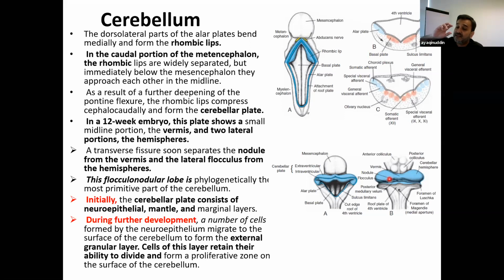So this external granular layer, which has originated from the neuroepithelial cells, is going to differentiate, as we come close to birth, into the layers of the cerebellar cortex which you see: the molecular, Purkinje, and then granule cell layer. And within the white matter, you would see the deep cerebellar nuclei.